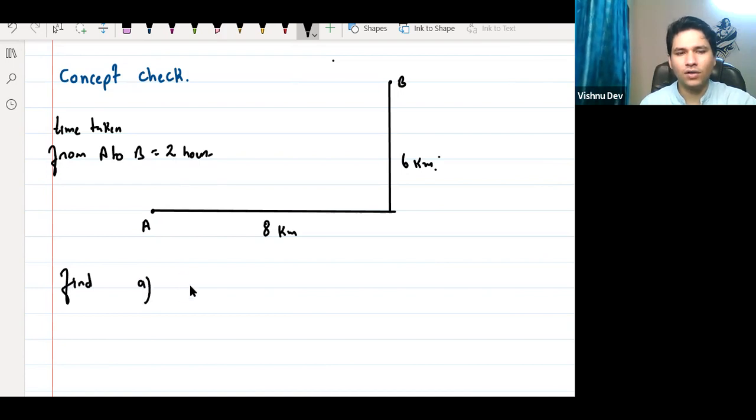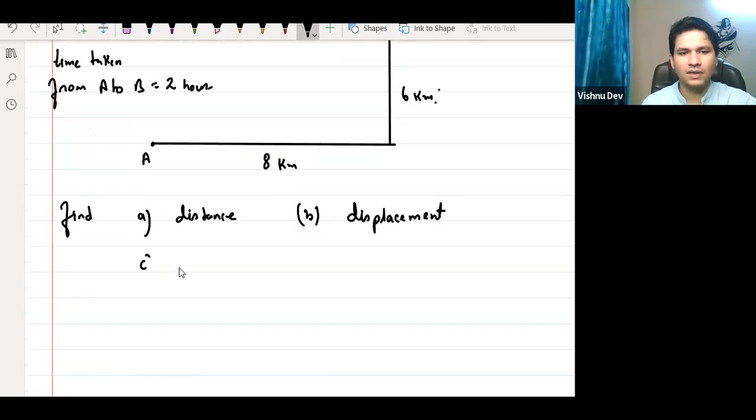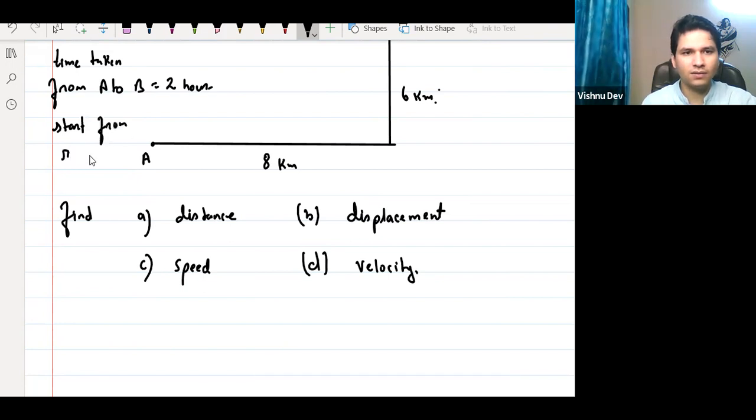question number A, distance, B, displacement, C, speed, D, velocity. Okay, now it starts from rest, right? It starts from rest. So find acceleration also. Okay? Step by step, everyone, step by step.